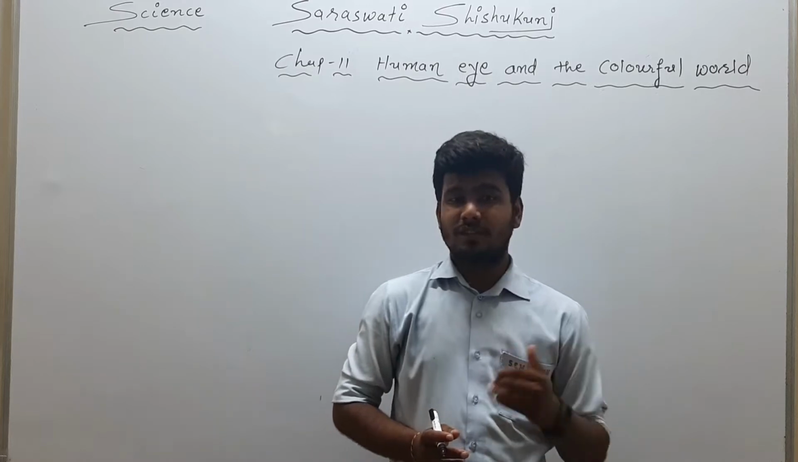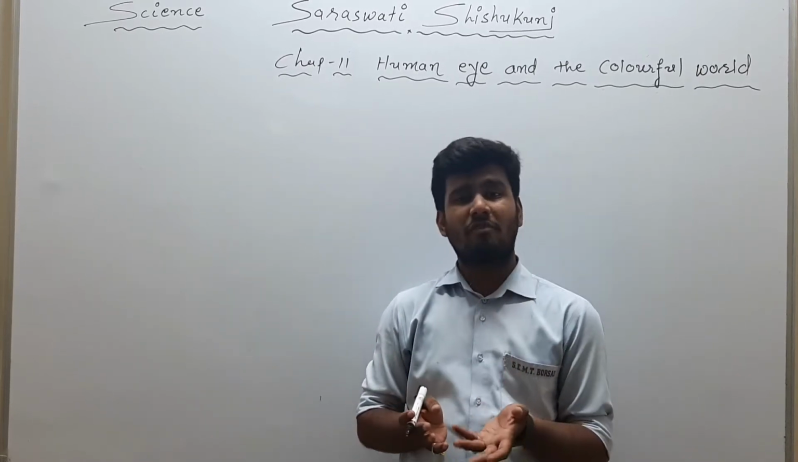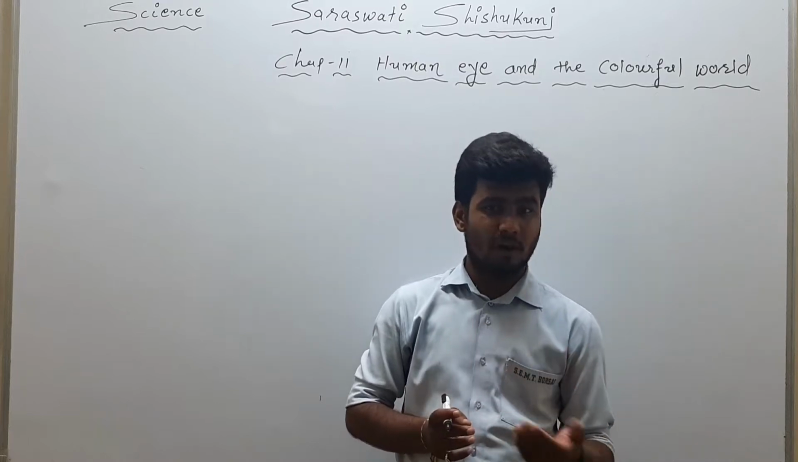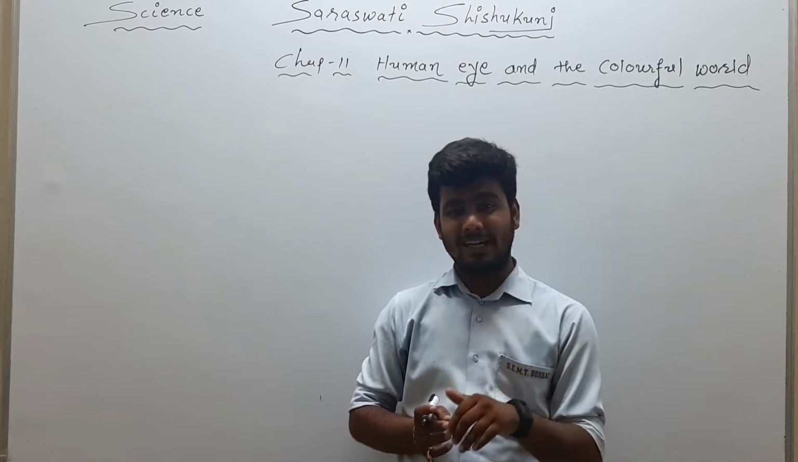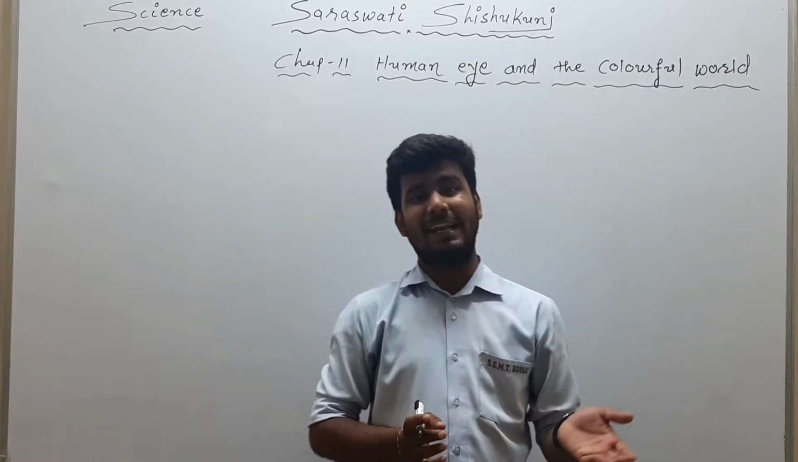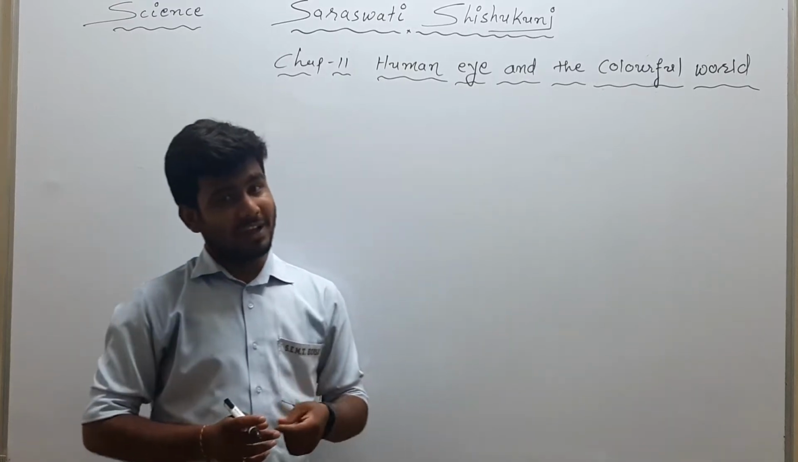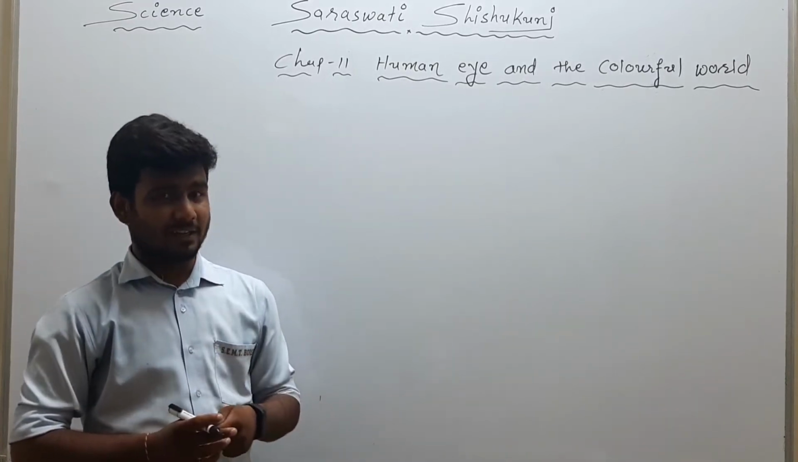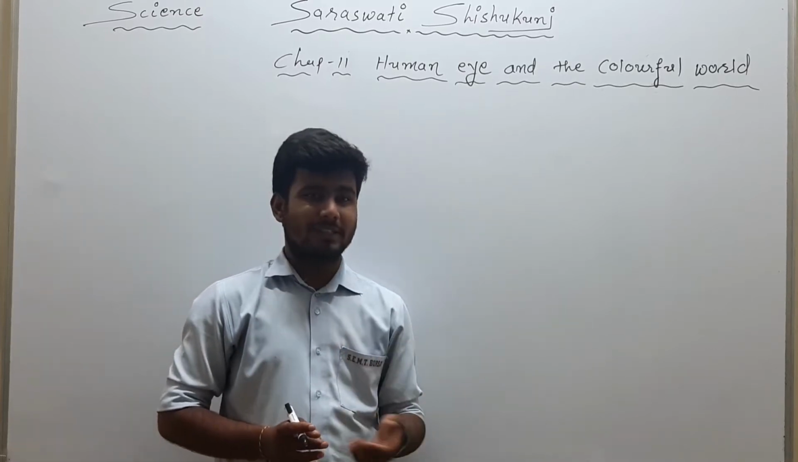In our previous video we discussed the formation of a rainbow, how a rainbow is formed. Also we discussed sunrise and sunset, advanced sunrise and delayed sunset, right? All those things we have discussed. Also we have discussed the twinkling of stars, right? So in our previous videos we have discussed all these things.